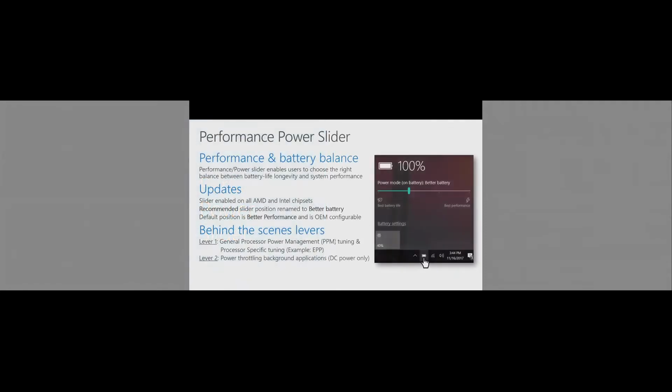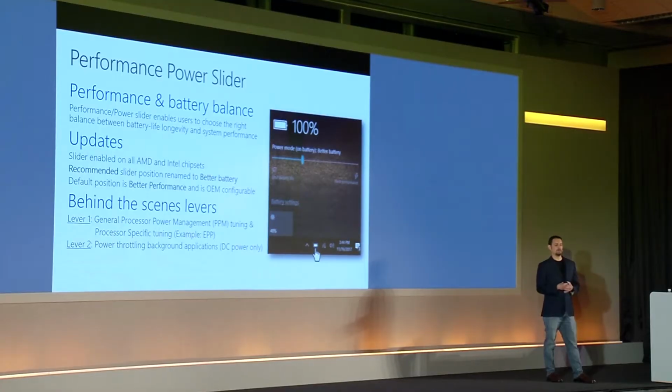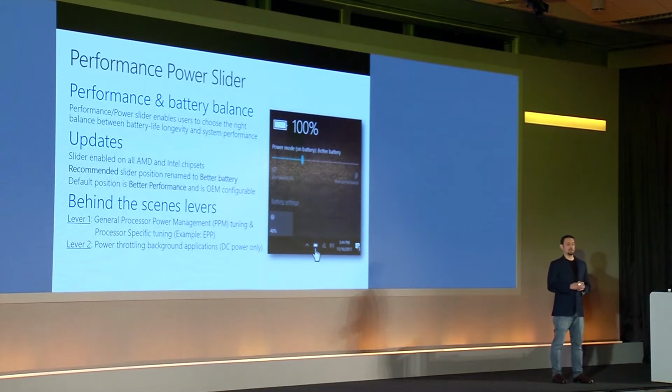First up is the performance power slider. So the slider provides users with more control of finding that right balance between performance and power. Users can access this very easily from the top-level UI by clicking on the battery icon. And this feature was first introduced as an OEM opt-in feature in the Creators Update. In the latest version of Windows, it's enabled on all Intel and AMD devices that have a battery.